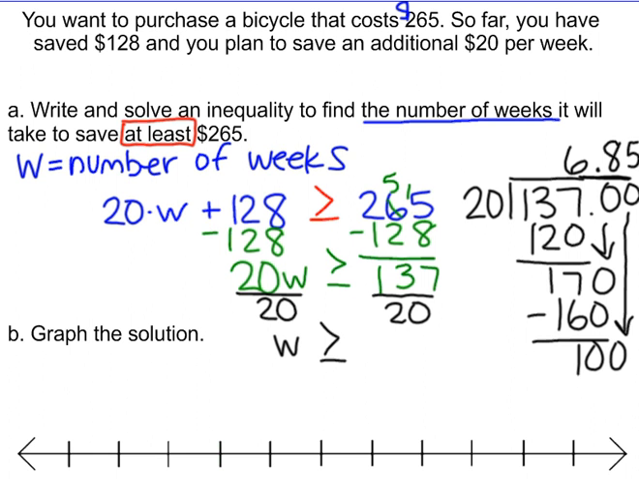So my exact precise answer is 6.85 weeks. But in the context of the problem, it doesn't really make sense to have 85 hundredths of a week, especially if I'm getting $20 per week. So this is a case where time wouldn't really make sense to be continuous, and instead it would be discrete. We're either going to have our money at 5 or 6 or 7 or 8 weeks, not at anything in between.